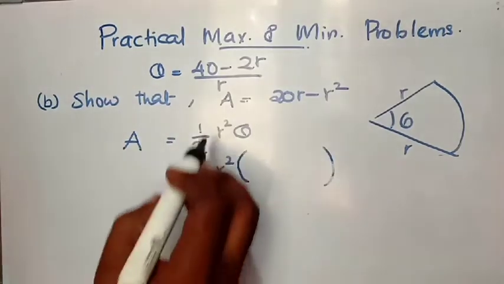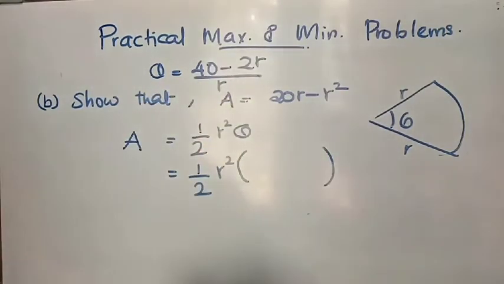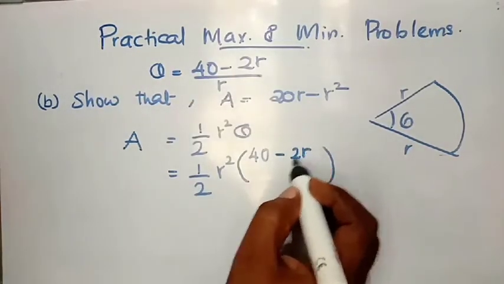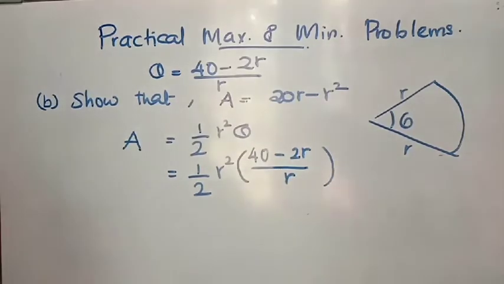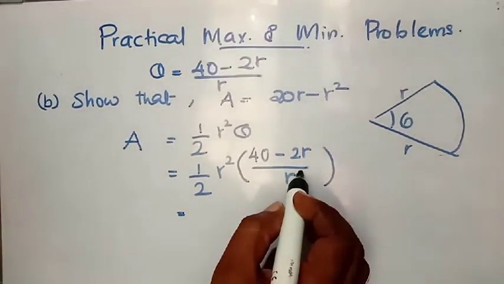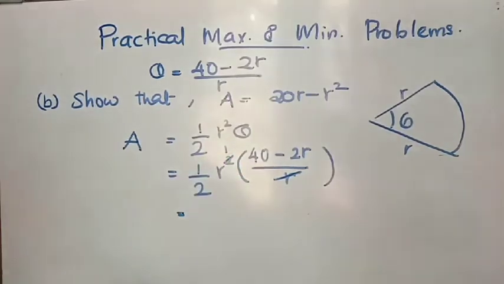What is the value of theta? We got already theta as 40 minus 2r by r in the first question. So apply that here. We get 40 minus 2r by r. So now what you need to do is simplification. Just one r and one r get cancelled.